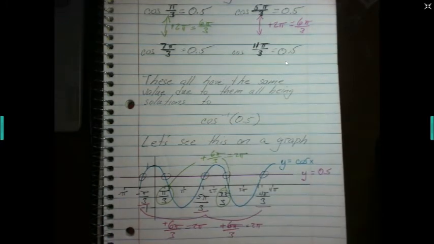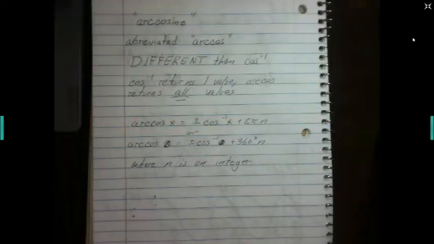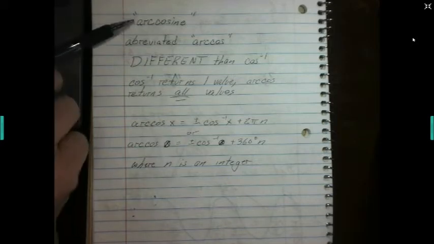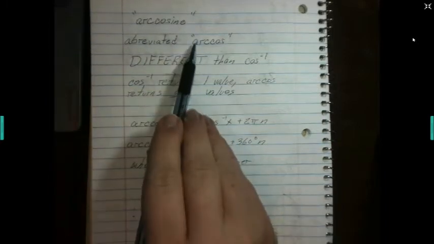Now we have a way to write this, and it's called arccosine. Let's take a look. Now this is something we call arccosine. It's called arccosine because it measures the arc of the unit circle. We abbreviate it like this, ARCCOS.